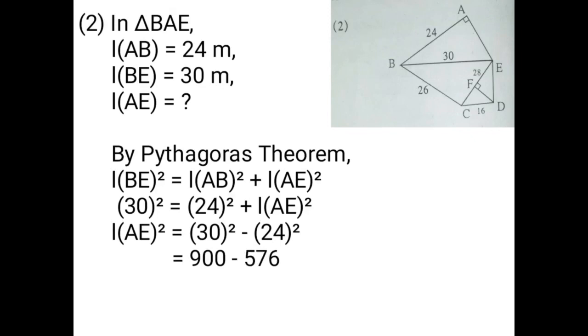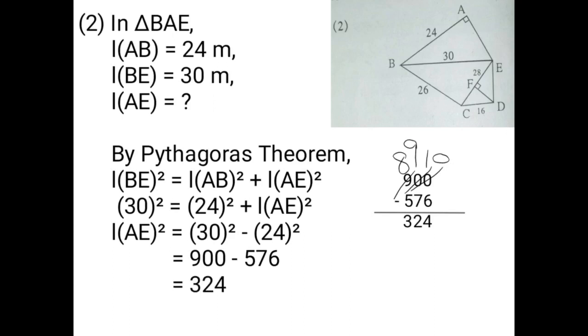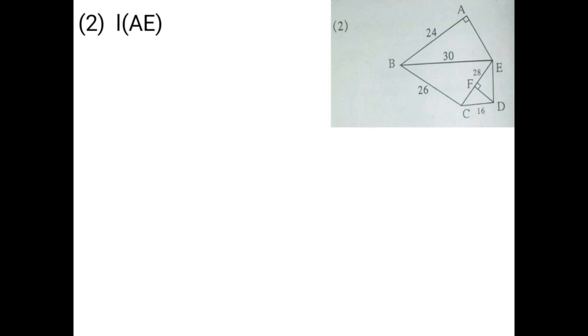Now to subtract 900 minus 576. I have already done subtraction. Check subtraction. That is equal to 324. Length of AE square is equal to 324. Length of AE square, the square which is there, you have to remove it, and on the right side it becomes square root. That is, length of AE is equal to square root of 324.